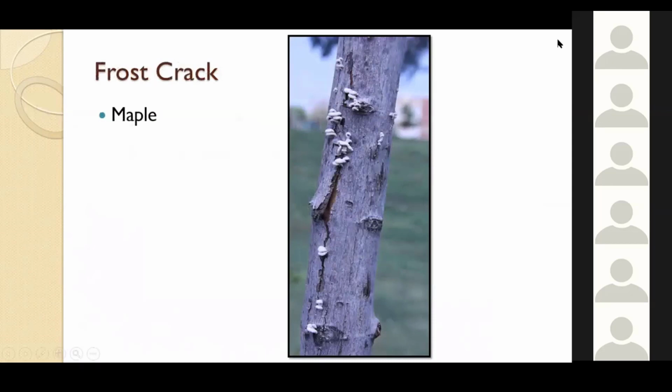One that we have to deal with fairly often is frost crack. The freezing and thawing that occurs within the bark over the course of the winter can cause that bark to crack open. Here we have a maple tree that has a pretty decent sized crack in the bark, and you can see a bunch of mushrooms that are starting to grow out of that bark. So now this cracking has opened up an infection site for this fungus to attack, and that's what we're seeing.